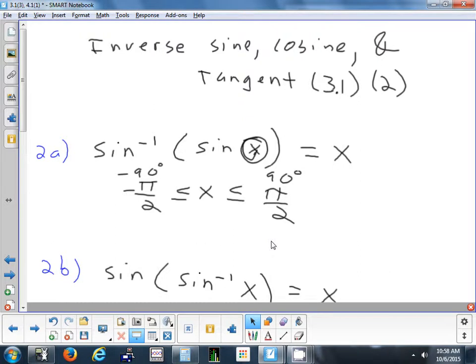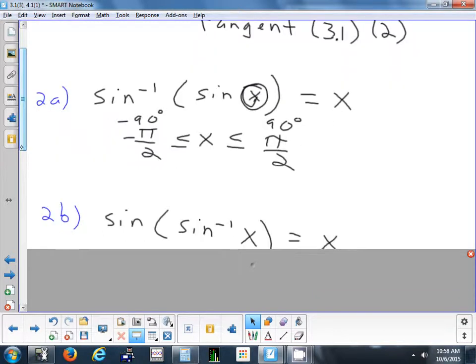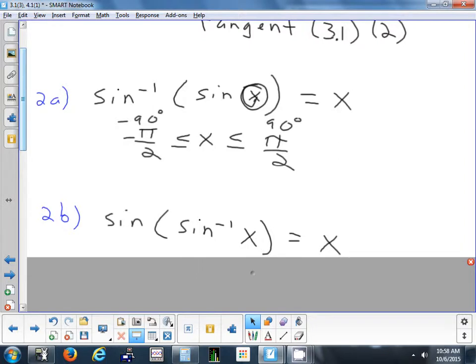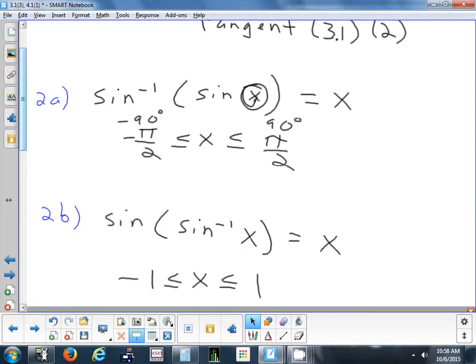Okay, so a little bit different. Formula 2b. What's the difference between 2a and 2b? They're almost the same. Yep, the inverse is on the inside, the regular one is on the outside. And this one only works if you pick a number between negative 1 and 1.